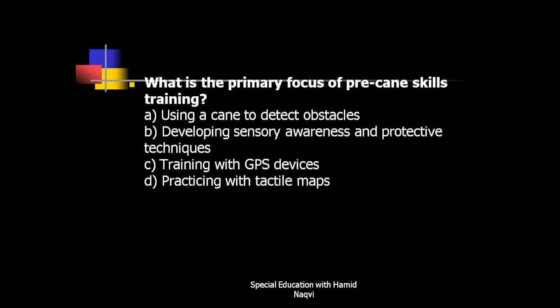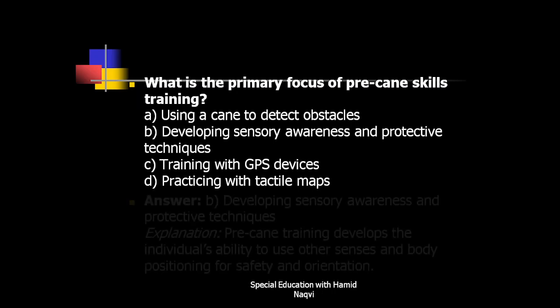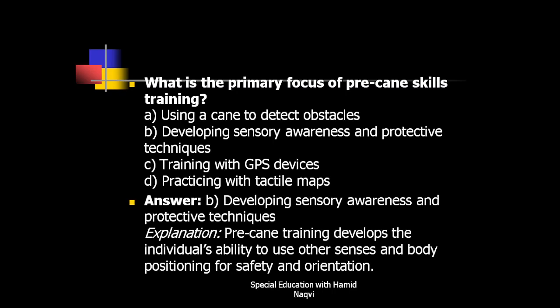Next MCQ is what is the primary focus of a pre-cane skills training? Use a cane to detect obstacles, developing sensory awareness and protective technique, training with GPS devices, or practicing with tactile maps. The answer is developing sensory awareness and protective techniques. Pre-cane training develops the individual's ability to use other senses and body positions for safety and orientation.